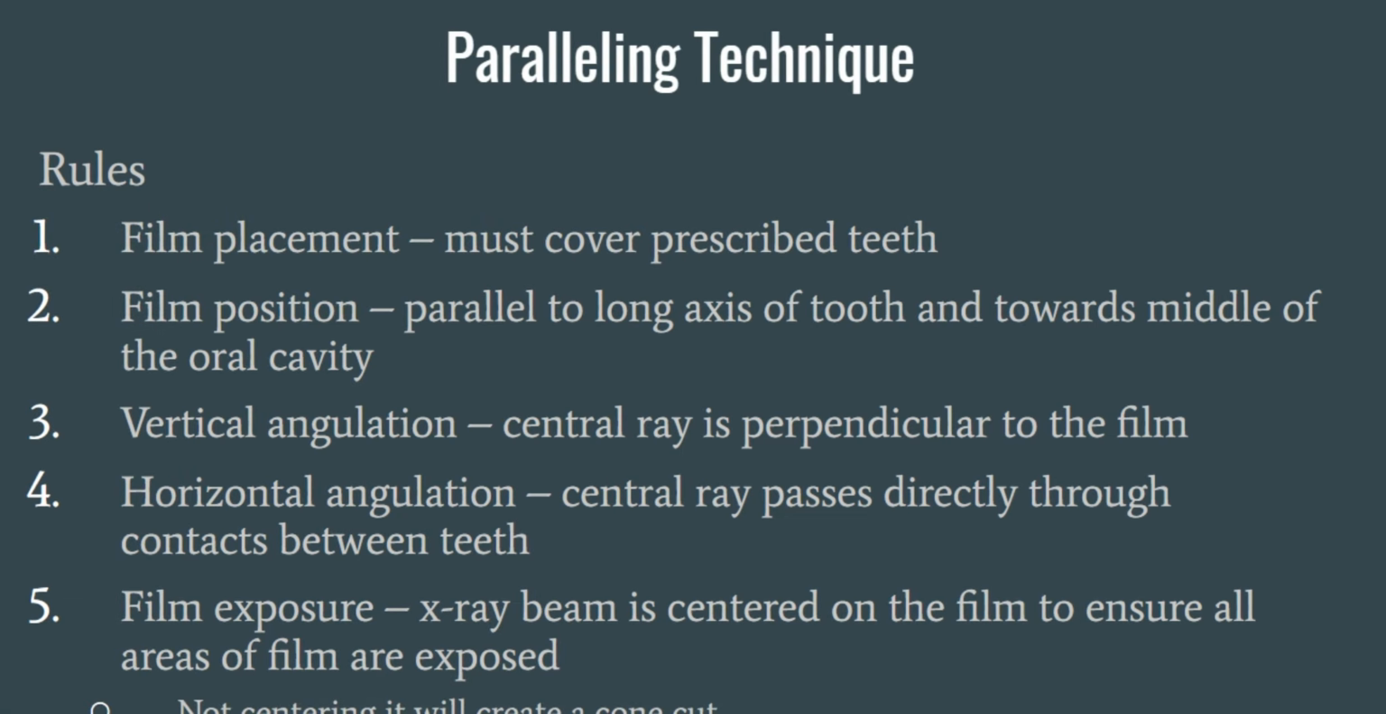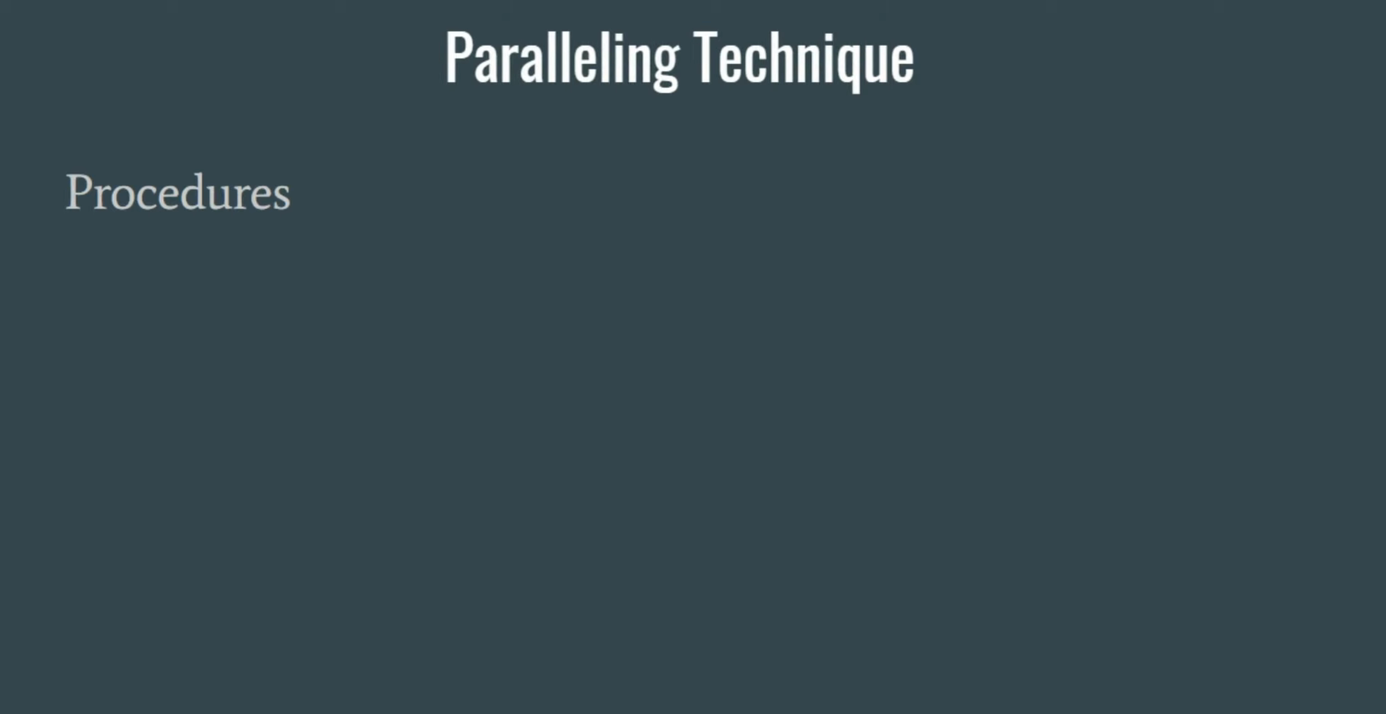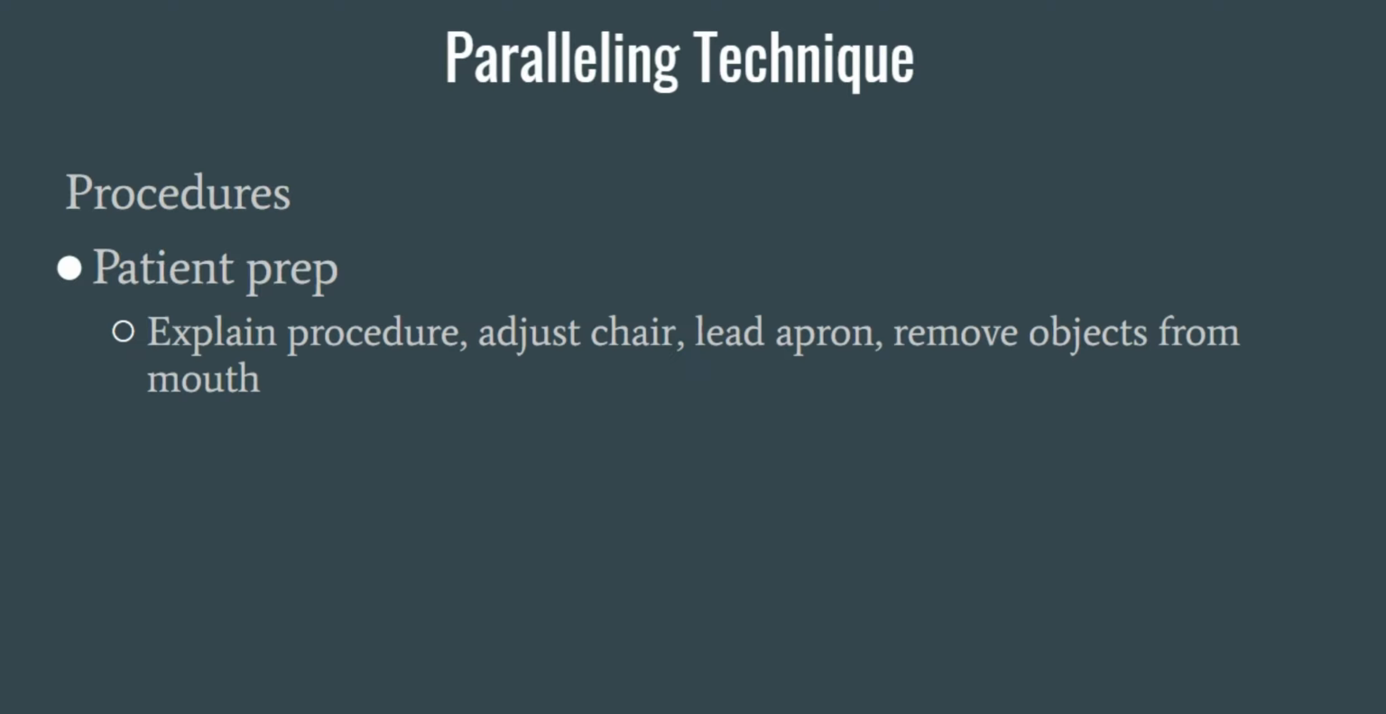Once you have an understanding of these 5 rules, you're ready to move on and begin to take radiographs on your patient. So, for the procedures, first thing we need to do is prepare our patient. And we are going to do that by explaining the procedure, adjusting the chair, applying the lead apron and the thyroid collar, and remove any objects from the mouth.